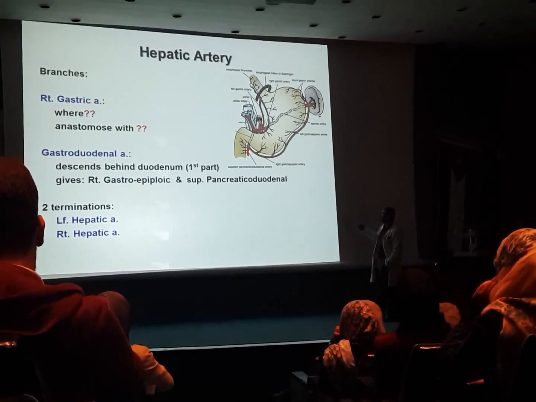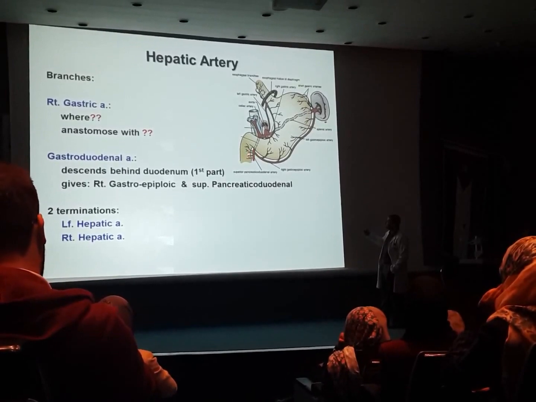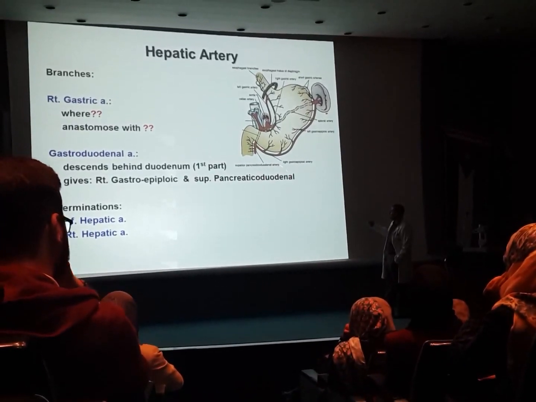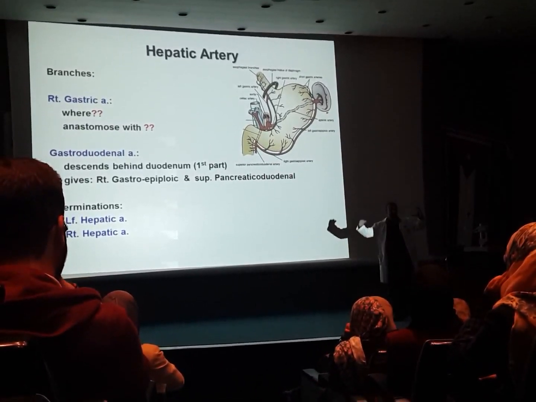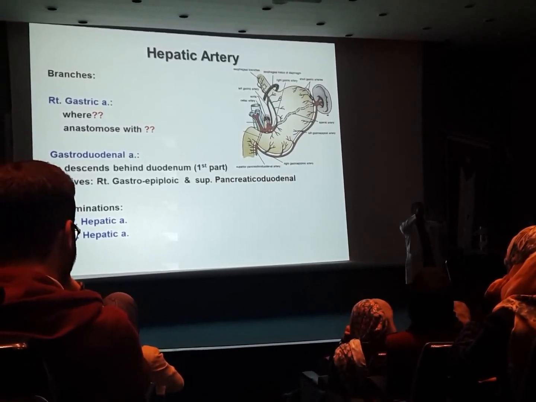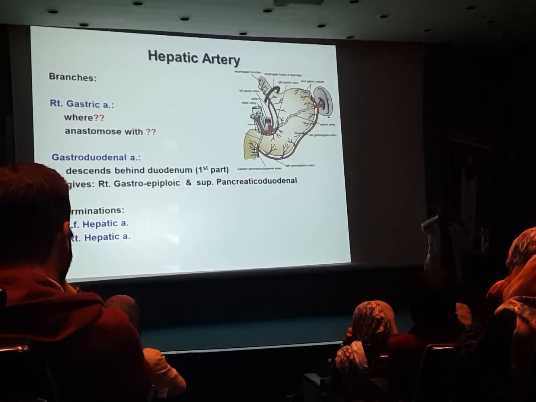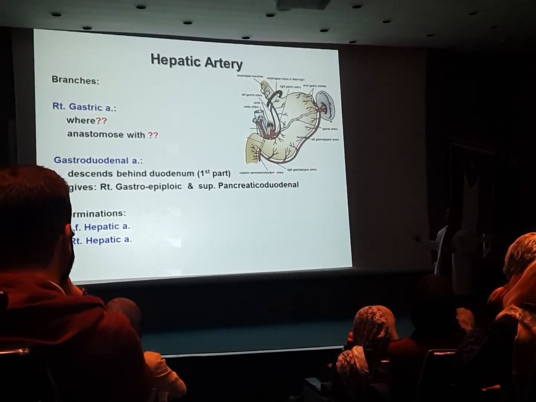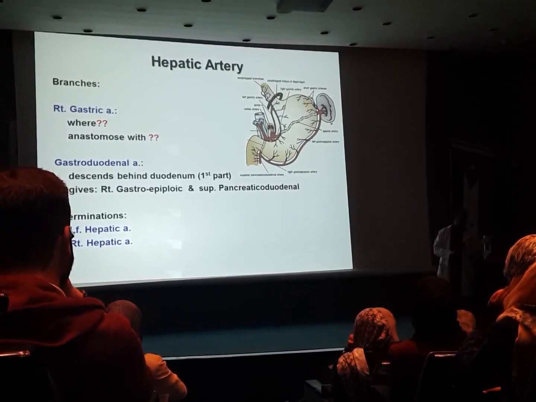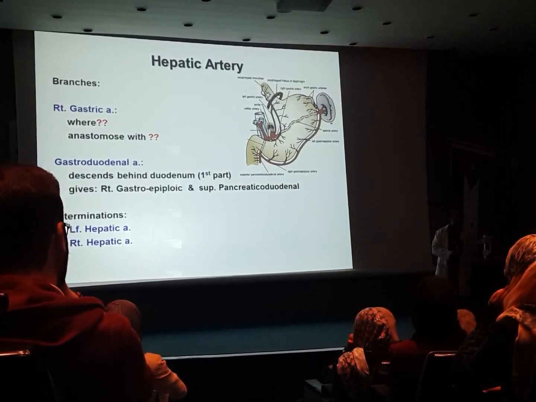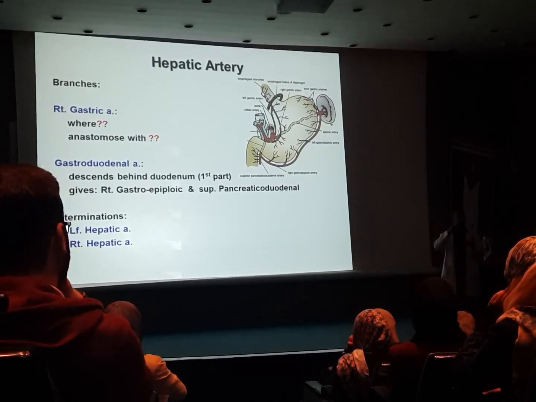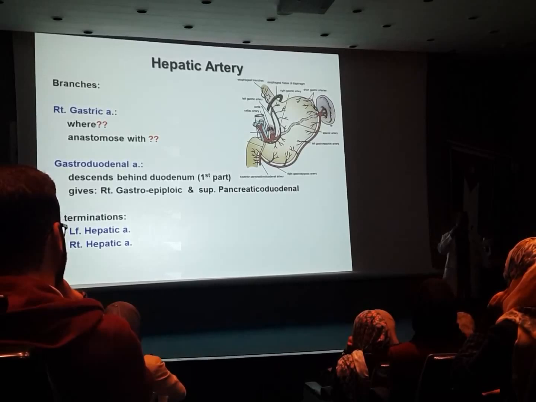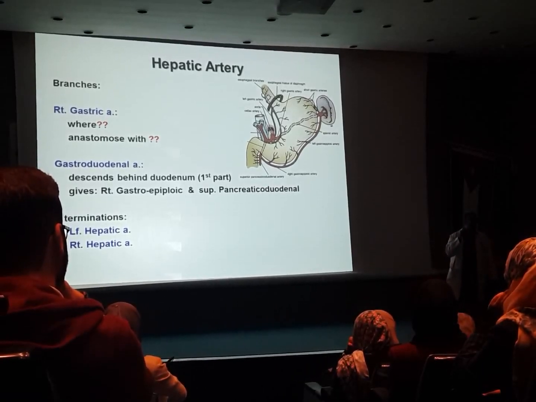What about this one? This one will pass in the concavity between the duodenum and the pancreas, because the duodenum is C-shaped, and the head of the pancreas is there. So this one will pass in the groove between them. I would call it the superior pancreatico-duodenal artery, which will supply only the duodenum, only to the major duodenal papilla.